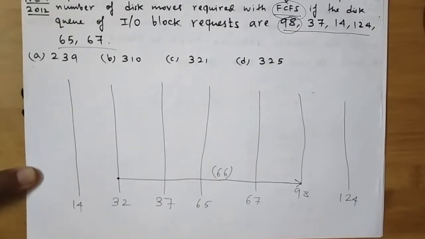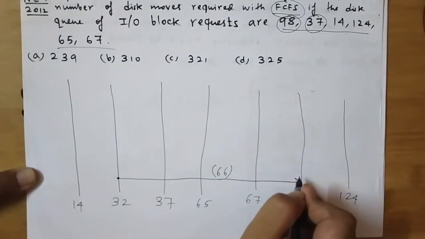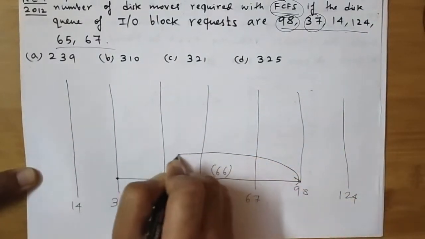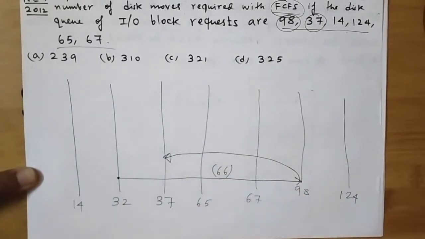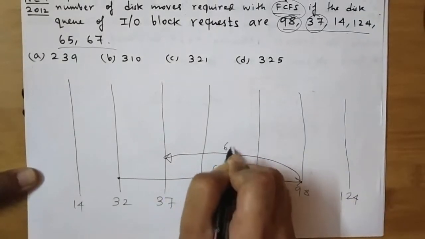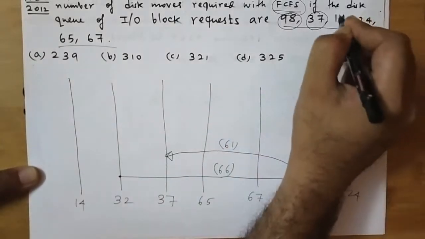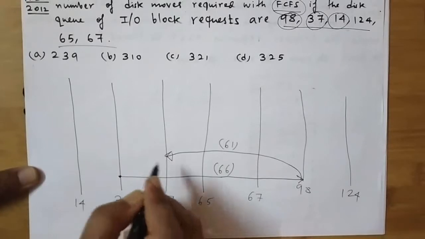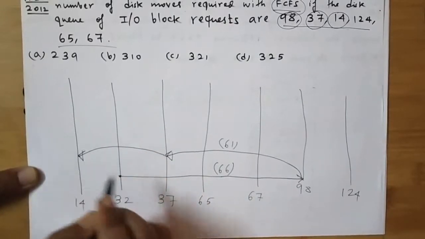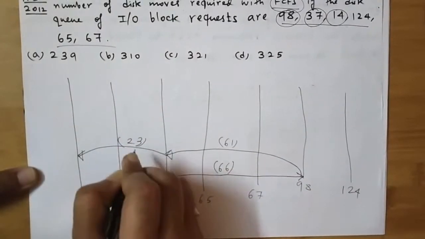From 98, the next request is for 37. So from 98 we move back to 37. In moving from 98 to 37, we have covered 61 blocks. After that we have 14, so from 37 we move to 14. In moving from 37 to 14, we have covered 23 blocks.